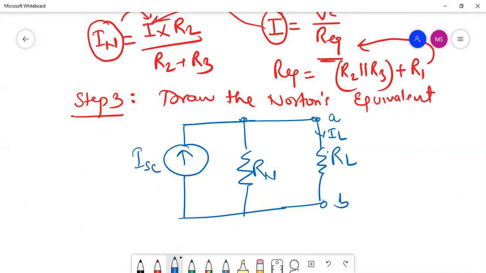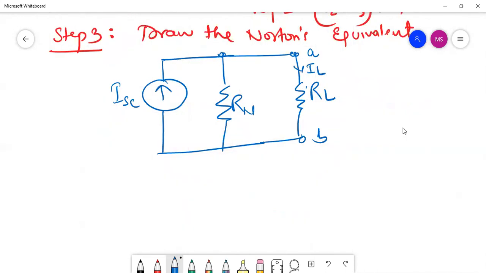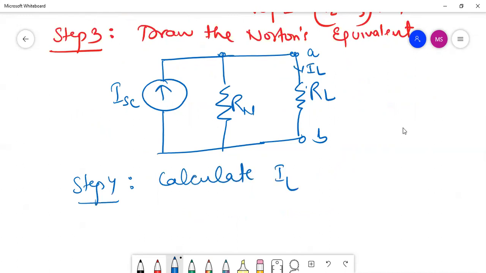So in step 4, we will calculate the load current, which is already discussed. It is equal to ISC into Rn divided by Rn plus RL. So this is how we apply the Norton's theorem on an electric network to simplify it to find out the load current in the load branch.